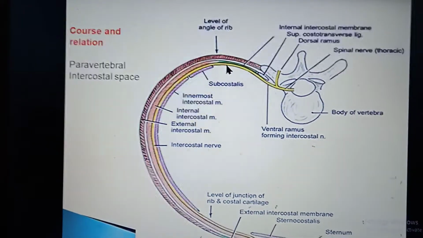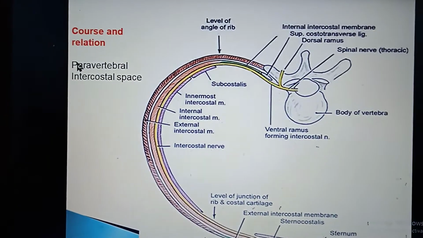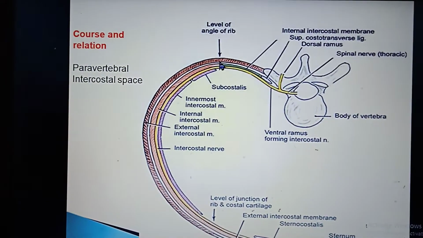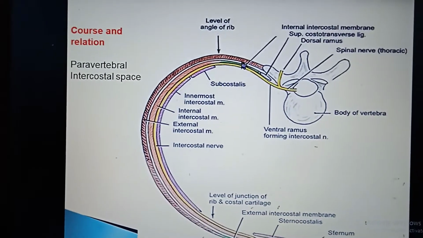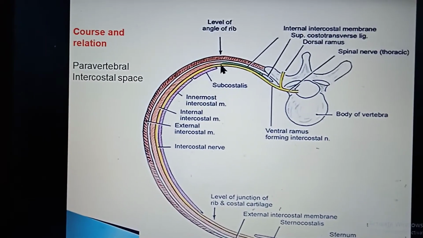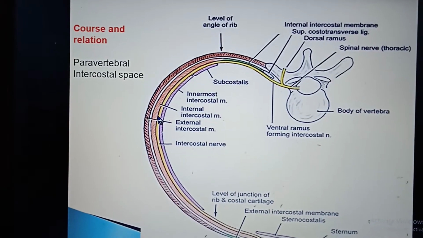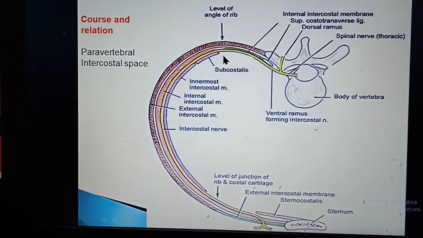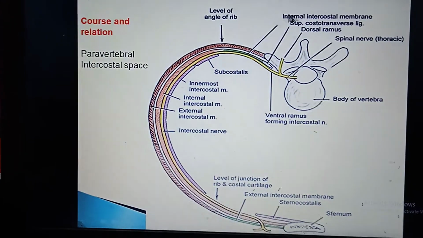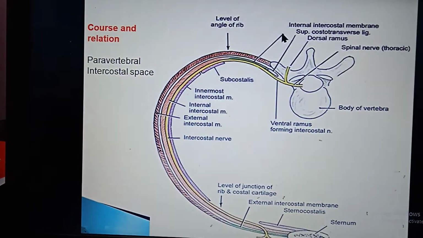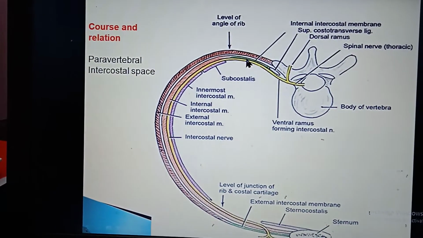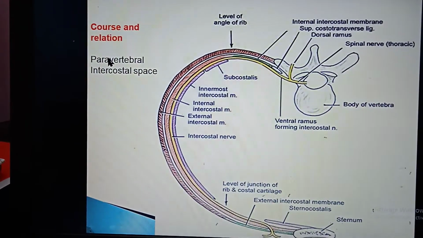Okay, so after posterior angle, here is the parietal pleura. So anterior to the intercostal nerve in the paravertebral space, it is parietal pleura, and posteriorly this green color, this becomes membranous. The second layer on the posterior aspect, that is the internal intercostal, becomes membranous and known as posterior intercostal membrane or internal intercostal membrane in green color. So it comes into the posterior relation in the paravertebral space.